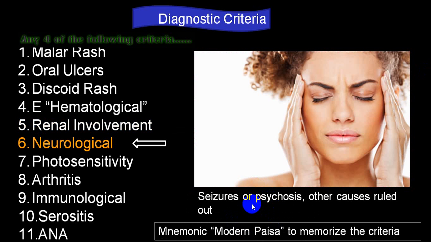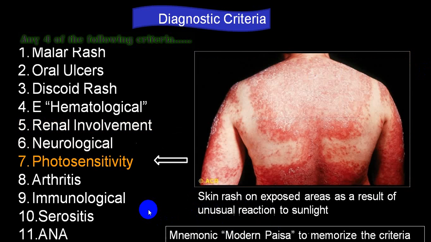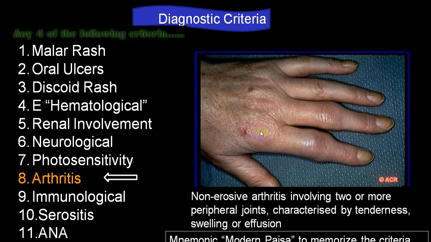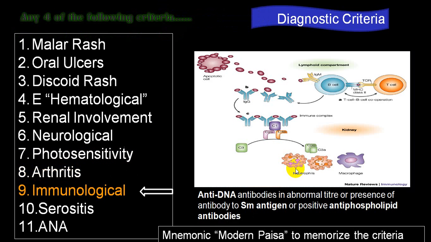CNS, psychosis, headache, and even sometimes they can get convulsions, seizures. Typical photosensitivity. Arthritis, metacarpophalangeal joints, PIP, even carpal joints involvement, knee joint can be involved.